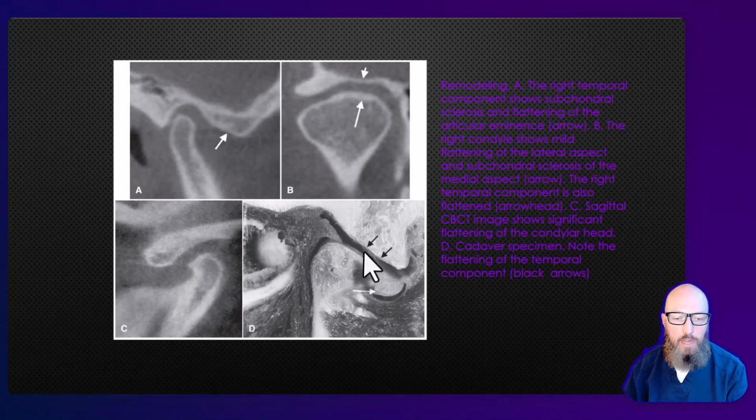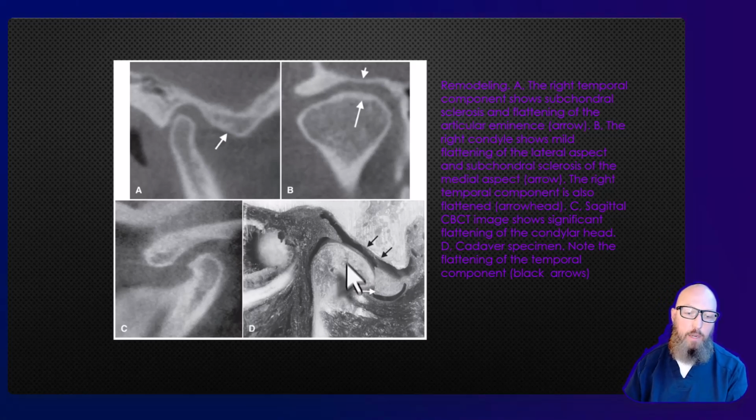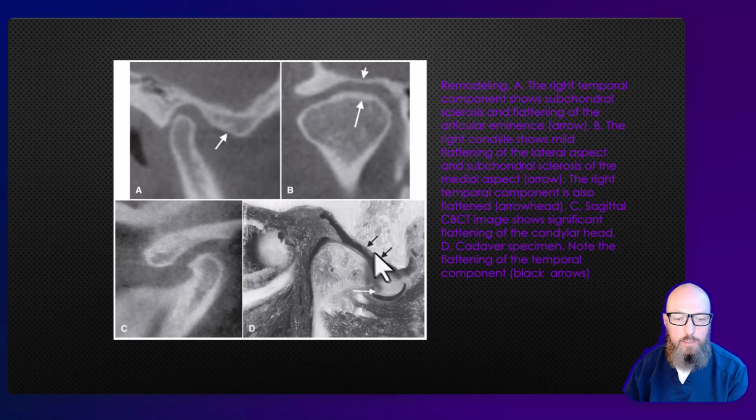And then this is a cadaver specimen that's been sectioned. You can see a lot of the sclerosis through here. You can see these, it looks like fatty marrow spaces, but these look like Ely cysts associated with osteoarthritis. Flattening of the articular eminence, sclerosis through that component, the temporal component of the TMJ.